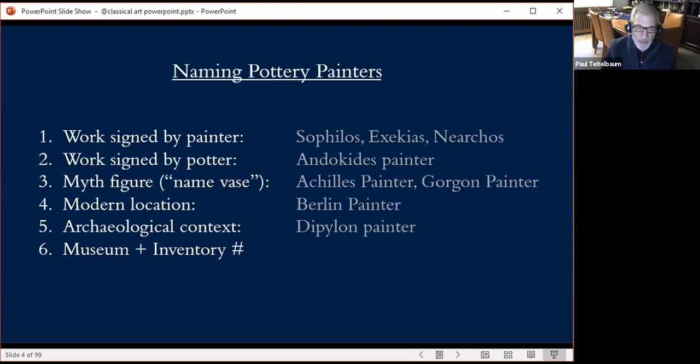And then mostly for lesser painters, though, sometimes they identify them by a museum and an inventory number. It's just a very unambiguous way of identifying where it is.